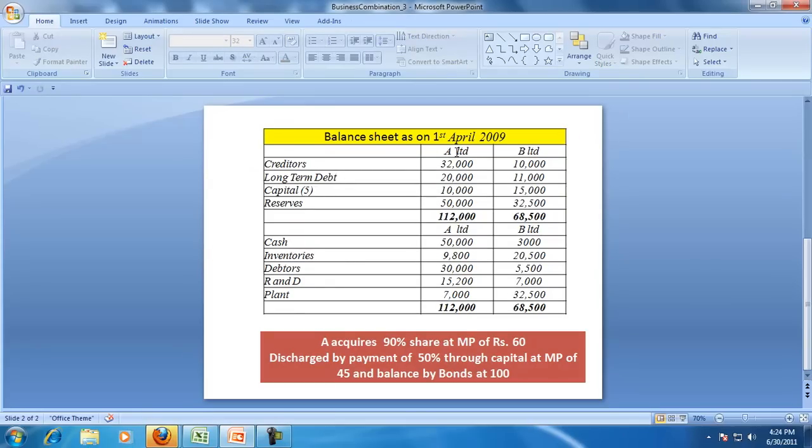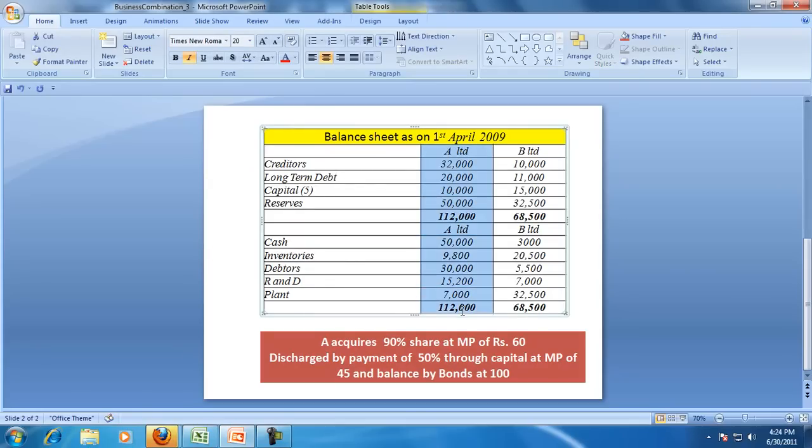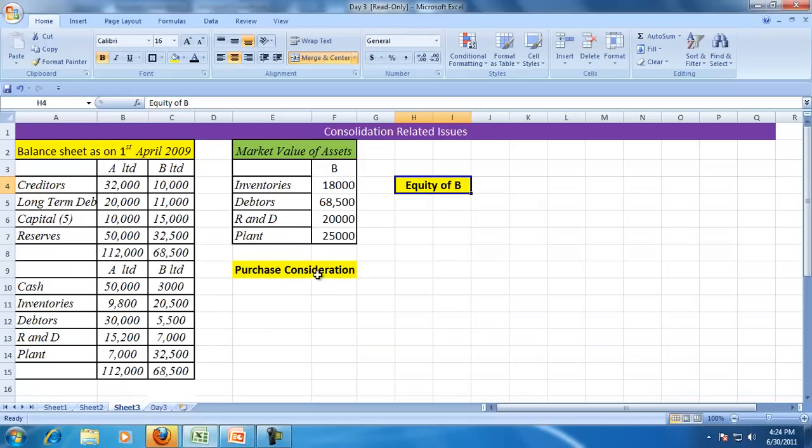In this example, it is given that A has these assets and liabilities and B has these assets and liabilities, and A acquires 90% of the shares of B at the market price of 60, discharged through shares and bonds. Given this information, before we prepare the consolidated balance sheet, we have to find the purchase consideration, goodwill and minority interest.